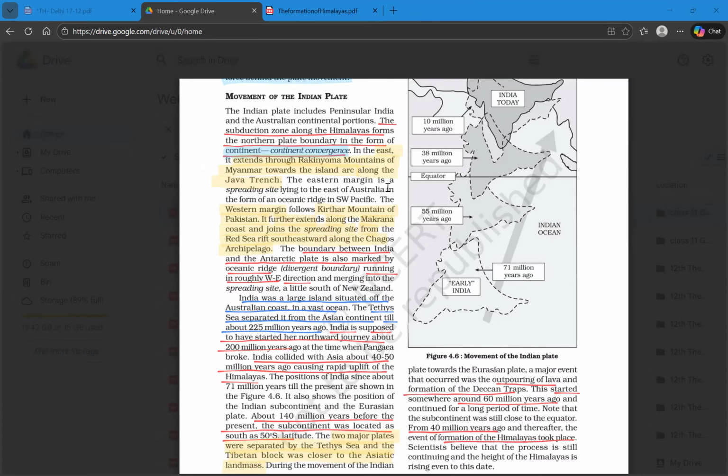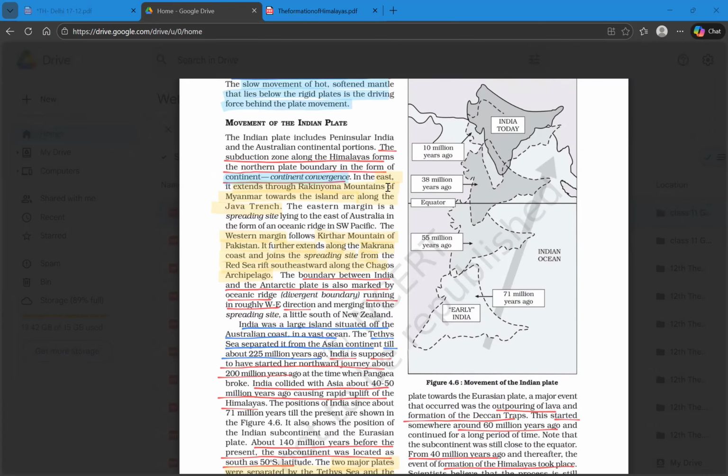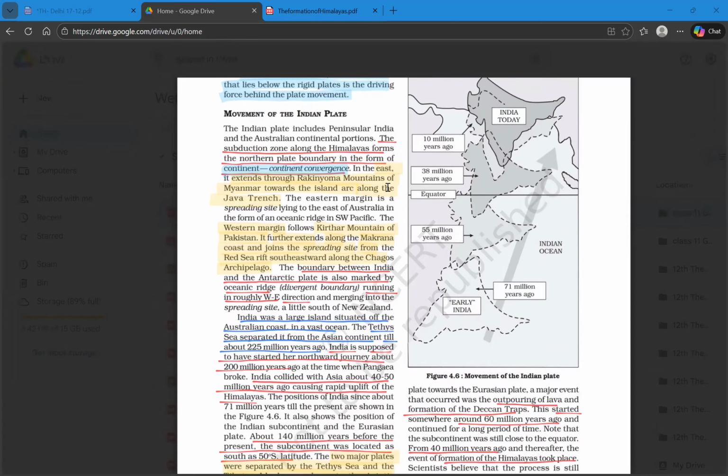Jai Hind everyone. Today we'll complete the last topic of chapter 4 of class 11th physical geography, that is movement of the Indian plate. In this we'll learn in detail the formation of Himalayas. Let's see the topic.